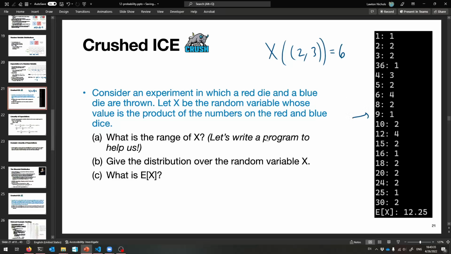You have to roll, is it a 3 and a 3? Yeah, you're forced to roll a 3 and a 3. That's how that works. There's only one option. So, yeah, this is the counts.